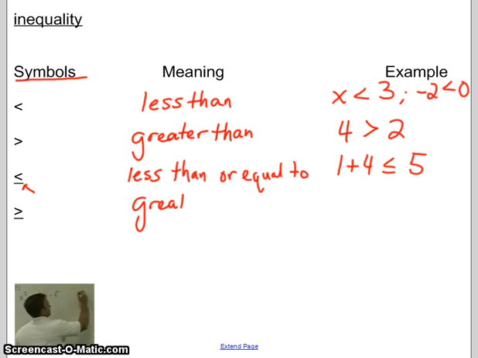Greater than or equal to is the next one. Ten is greater than or equal to 8 plus 2.